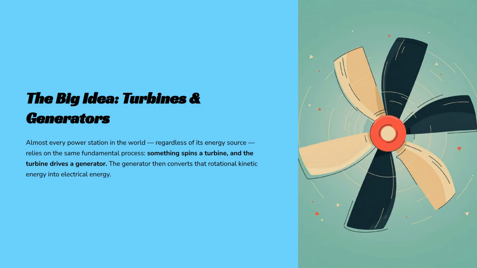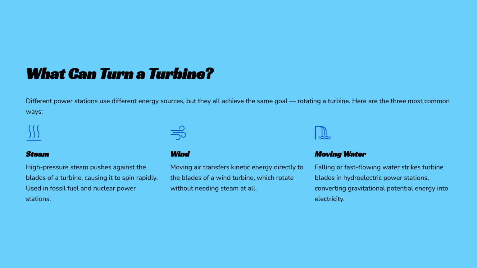The big idea in electricity generation is simple. Almost every power station uses a turbine to drive a generator, which then converts rotational kinetic energy into electrical energy. While energy sources vary, they all aim to rotate a turbine. The 3 most common methods are using high-pressure steam, wind power, or moving water.